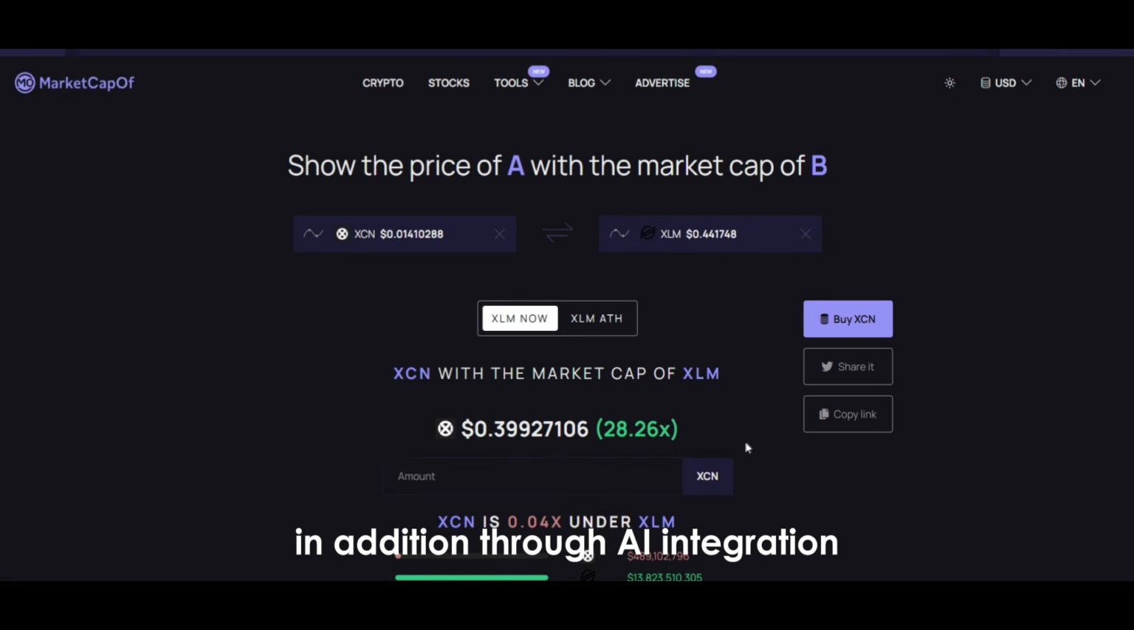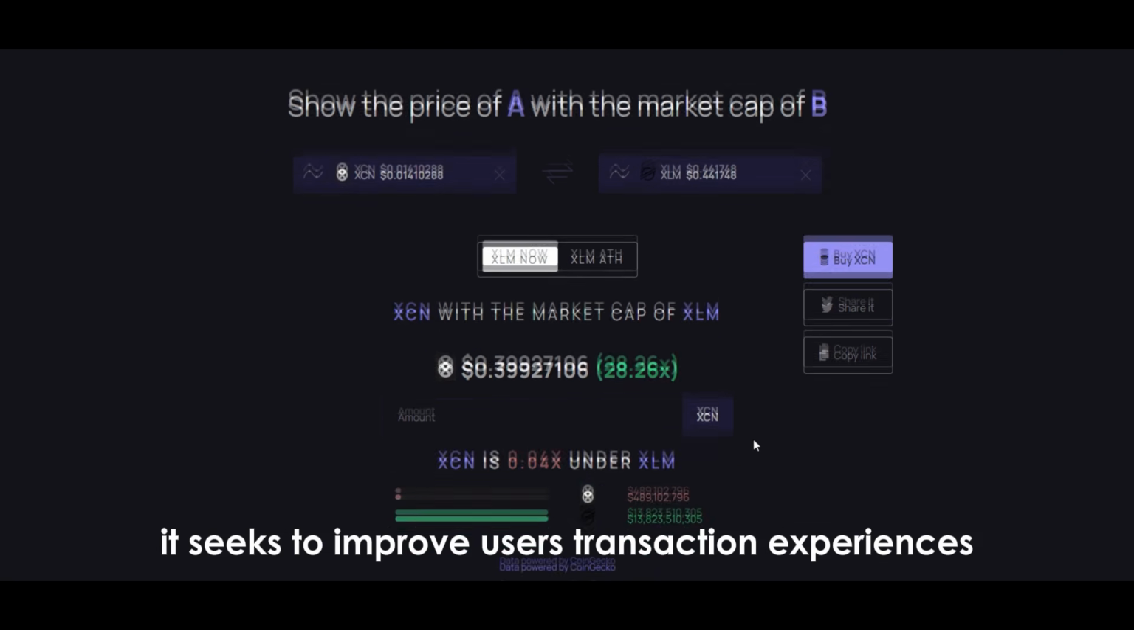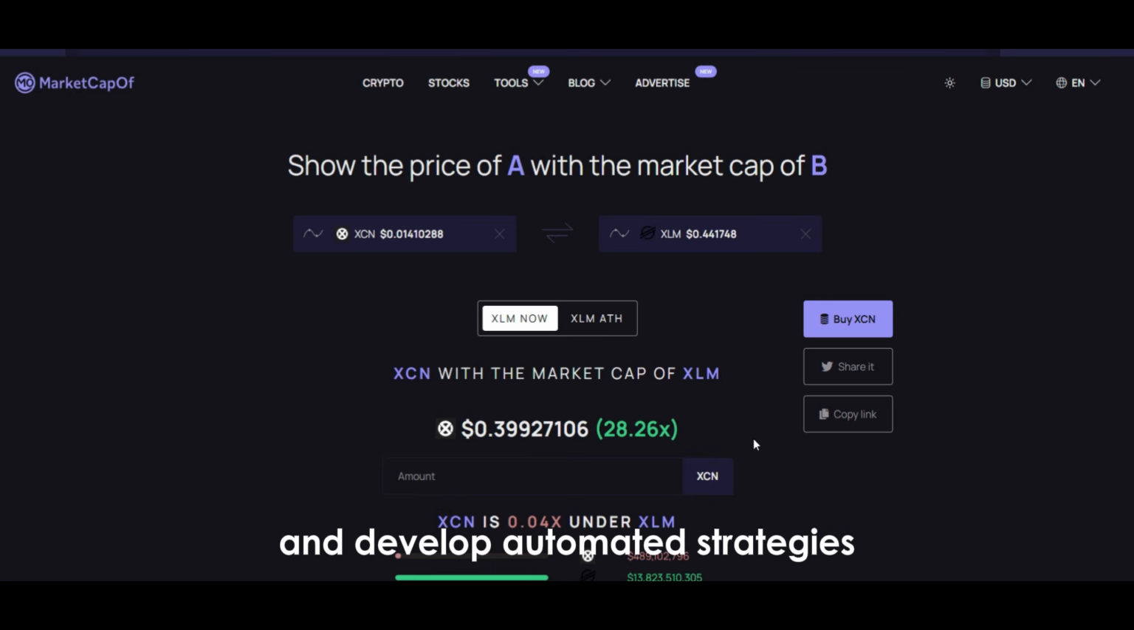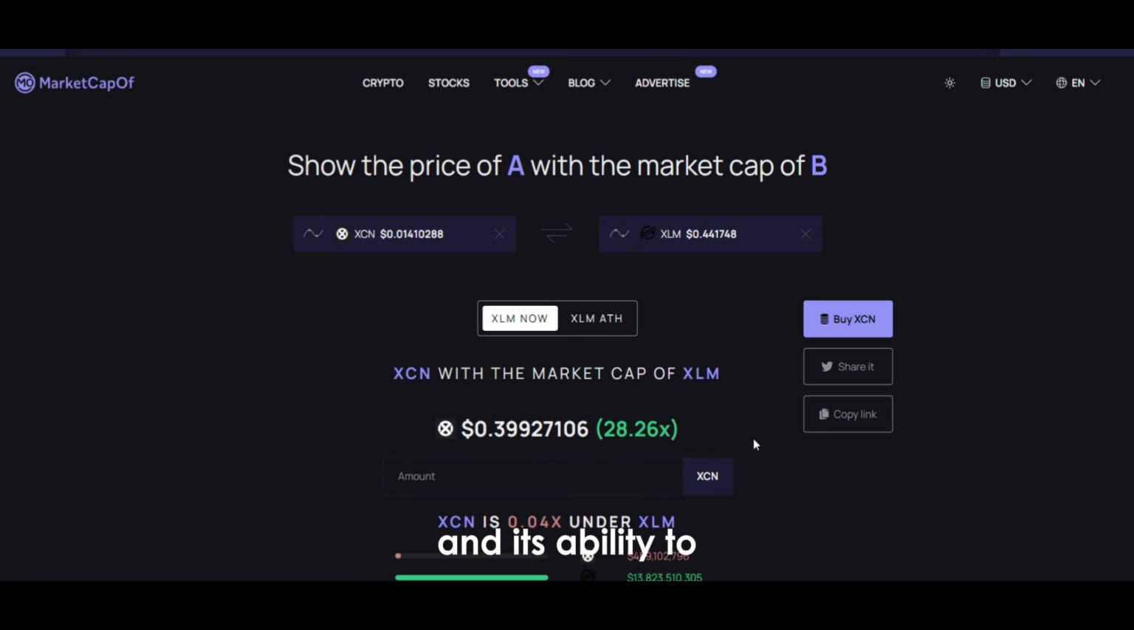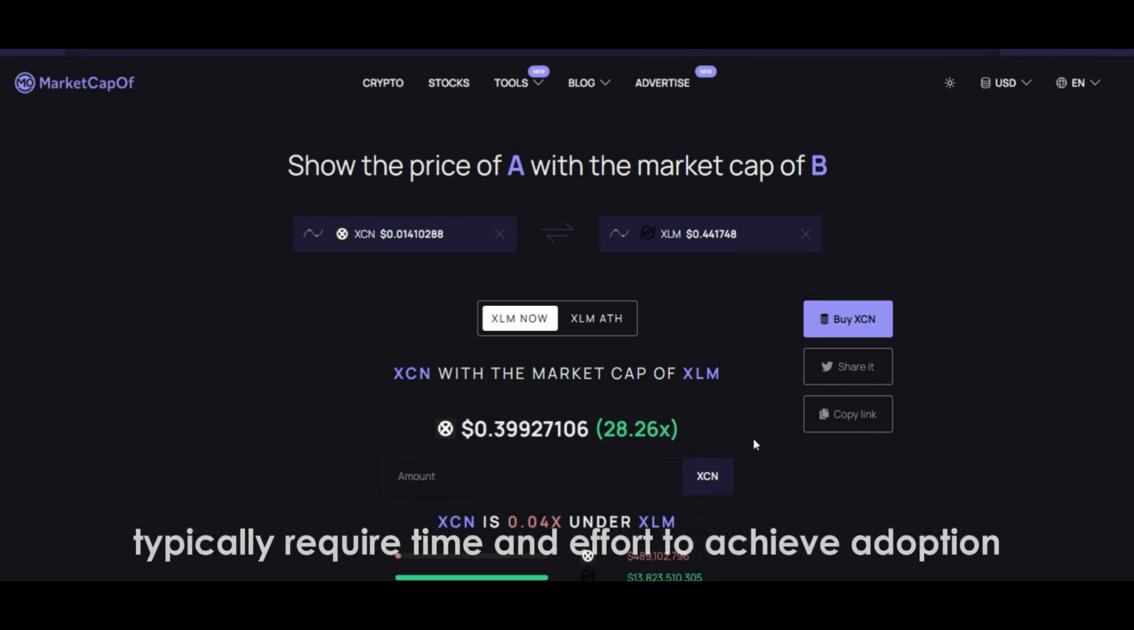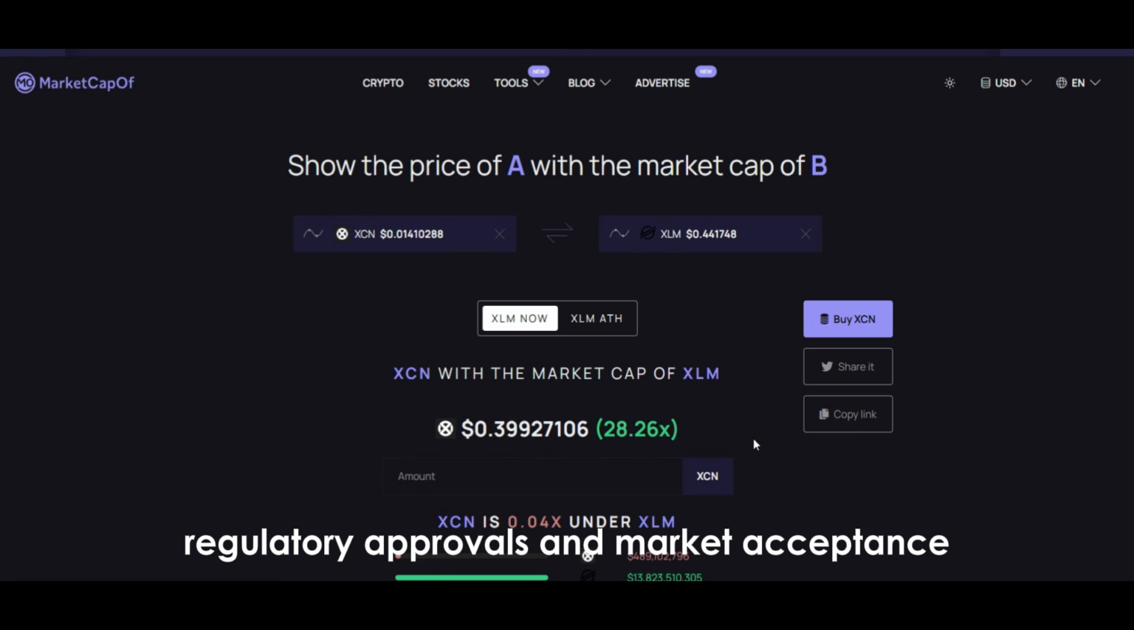This aspect of XCN makes it not just a payment tool, but also a versatile, multi-purpose ecosystem. In addition, through AI integration, it seeks to improve users' transaction experiences and develop automated strategies. These technological innovations and potential contribute to XCN's rapid growth and its ability to become a more active player in the market. However, such innovative projects typically require time and effort to achieve adoption, regulatory approvals, and market acceptance.